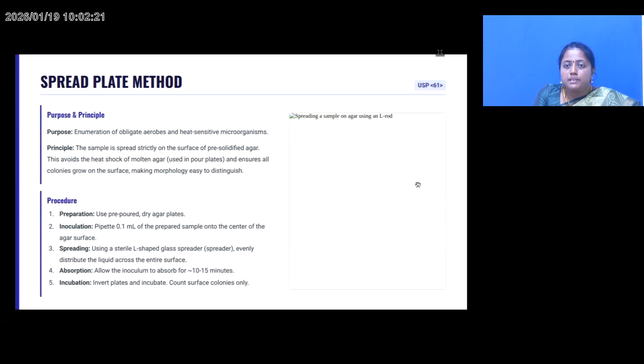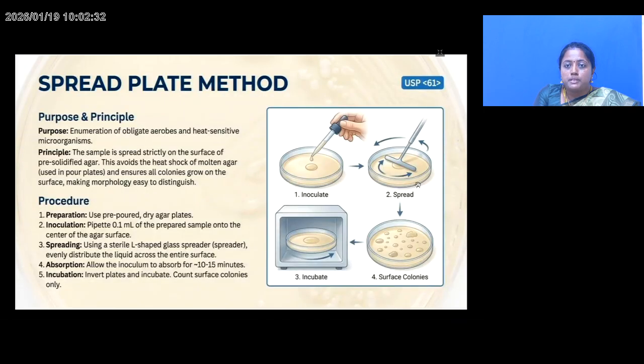And the spread plate method: using an inoculation loop, we spread the sample throughout the media, which is already sterilized and poured in the Petri plate. This is the purpose and principle of the spread plate method, to enumerate the obligate anaerobes, which are heat sensitive microorganisms. Here the sample is spread over the surface of the pre-solidified, sterilized agar, which avoids the heat shock of the molten agar that is used in pour plates, and ensures all colonies grow on the surface, making morphology easy to distinguish. So we can easily identify single isolated colonies using this spread plate method.